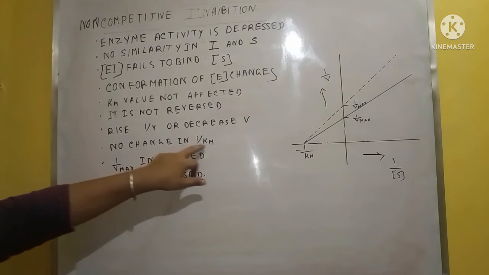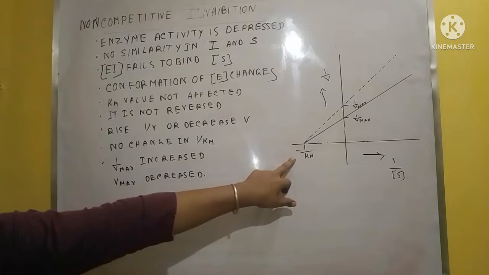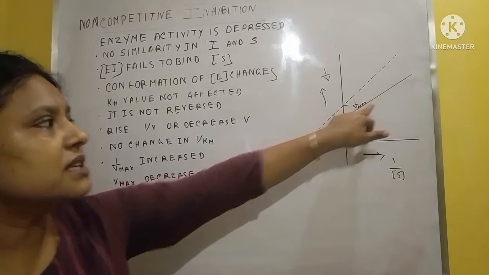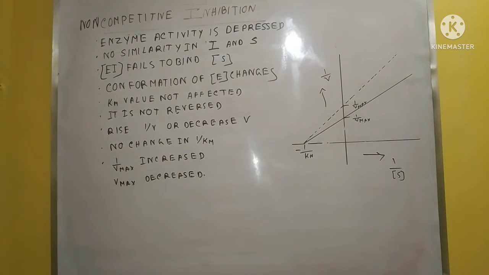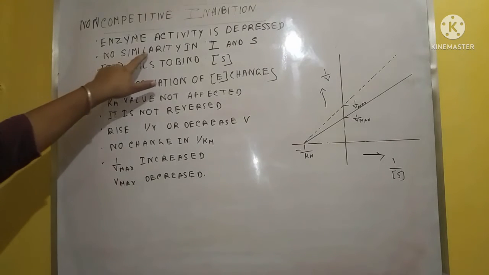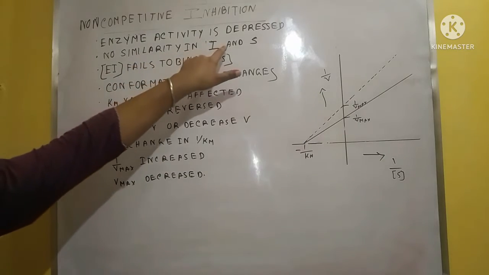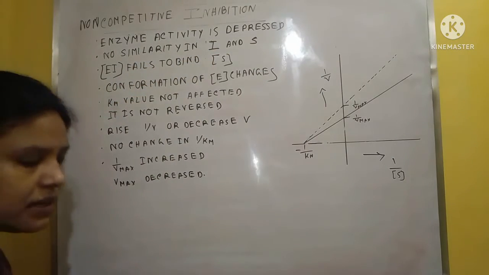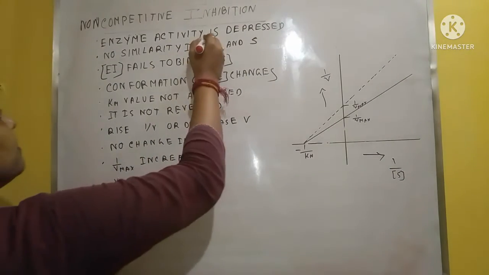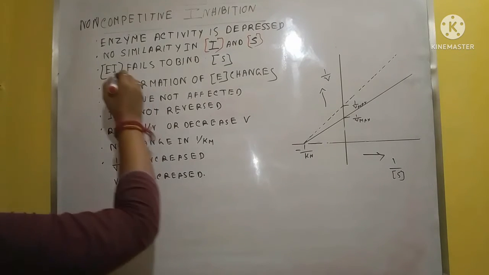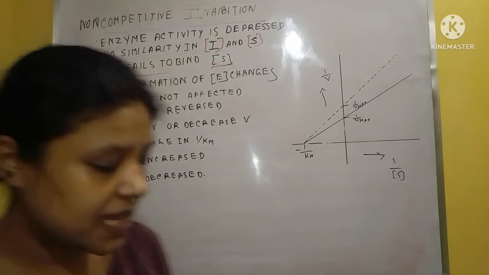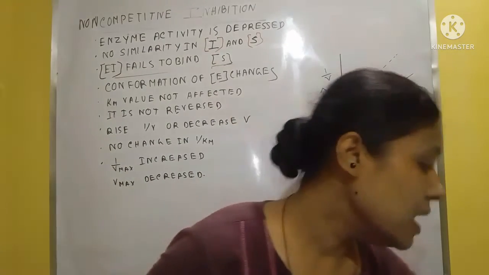Clear? But in the case of Km, there is no change in 1 by Km. This line is the original where the inhibitor is absent, and this is when the inhibitor is present. You can see that 1 by Km is the same in position. Another thing is that no similarity is found between the inhibitor and the substrate. And if EI is formed, then S cannot bind with the EI complex.